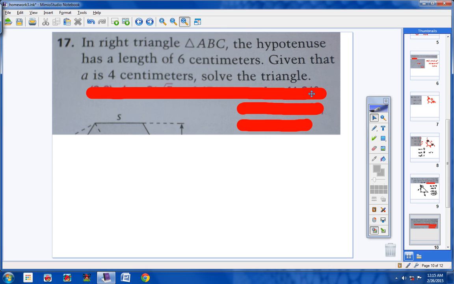In a right triangle ABC, the hypotenuse has a length of 6 centimeters. Given that side A is 4 centimeters, solve the entire triangle. So, we have a right triangle. And we are told the hypotenuse is 6. Now, obviously, A cannot be here, okay? And here's why. Listen to me, if this is angle A, then this over here is side what? Little a. So little a would equal what? 6. But we're told here little a equals 4. So I don't care where you put a, just don't put it here.